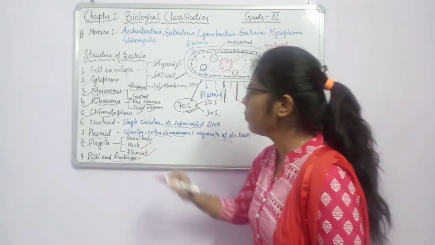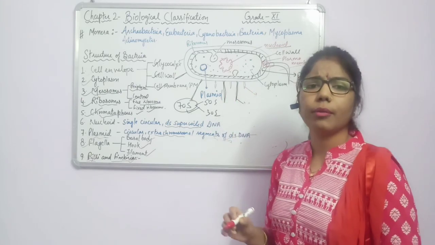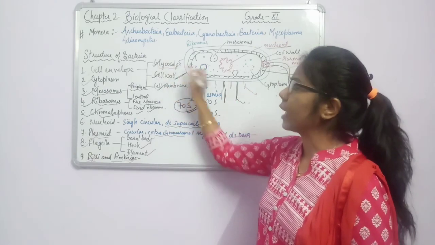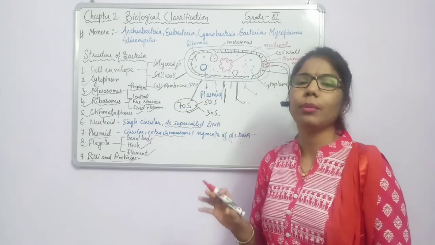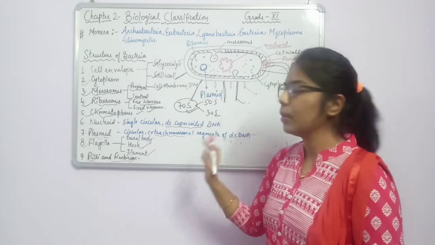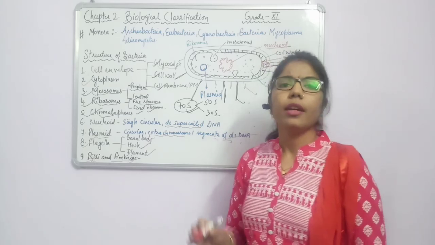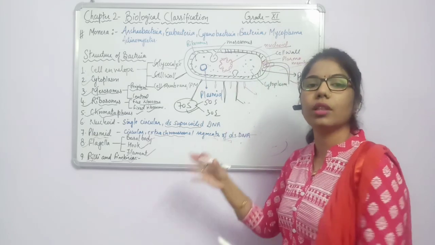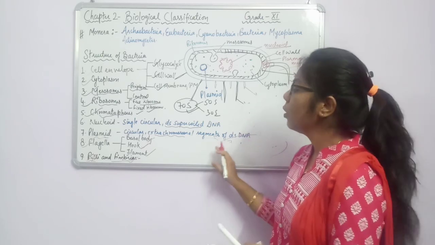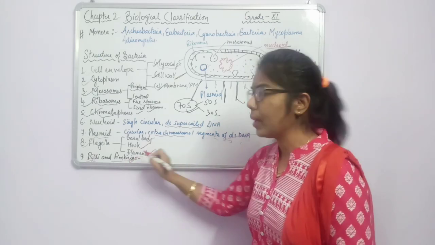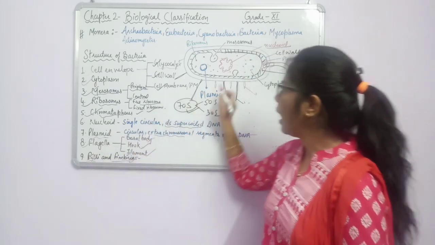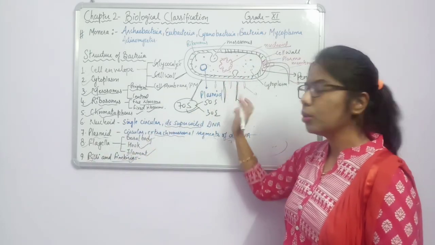Now another one is fimbriae. Fimbriae are useful for attachment. As I said, glycocalyx is also responsible for attachment, but not that much. In the case of fimbriae, whenever the bacterium attaches to another bacterium or to some hard substratum, it is done by the fimbriae. These fimbriae are shorter in structure and the pili are longer. These are the two differences.